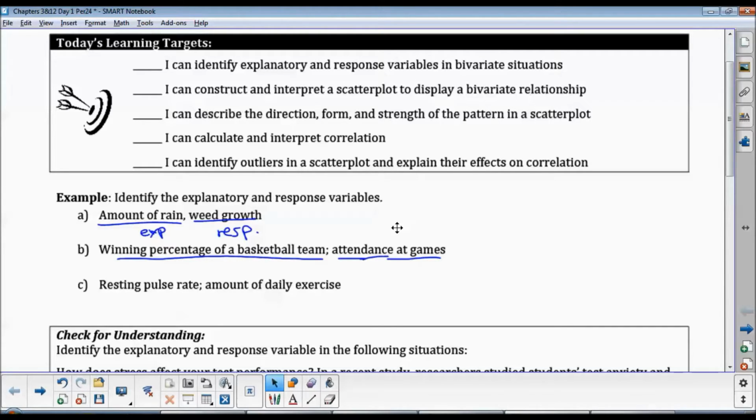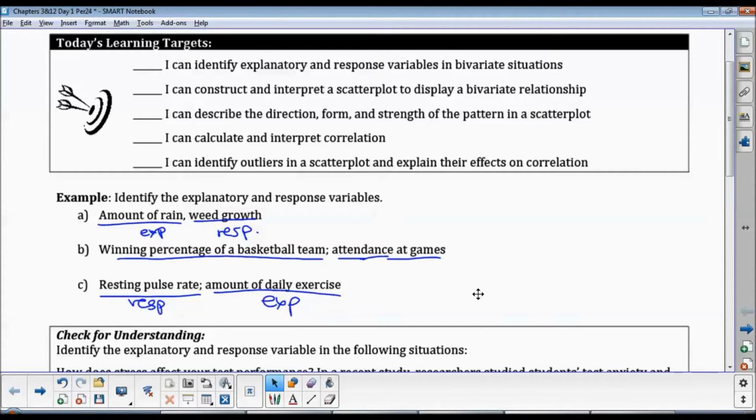The third one, resting pulse rate versus the amount of daily exercise. So for this one, most of you guys would probably agree that the amount of daily exercise is going to be the explanatory variable, and the resting pulse rate is going to be the response variable. So it's not always clear-cut. Like I said, for B, it's not clear-cut which one is which. For A, as the amount of rain increases, your weed growth would probably tend to also increase. For C, as your amount of daily exercise increases, your resting pulse rate would probably tend to decrease.